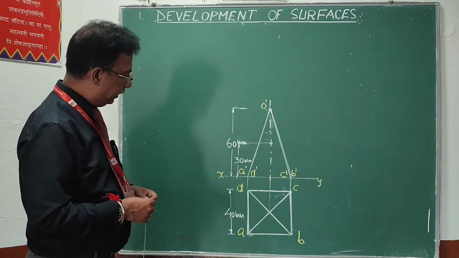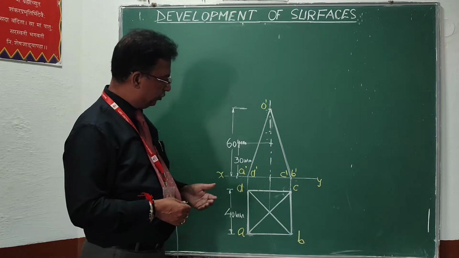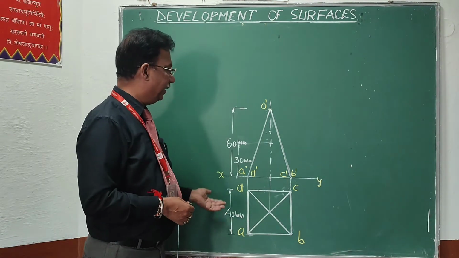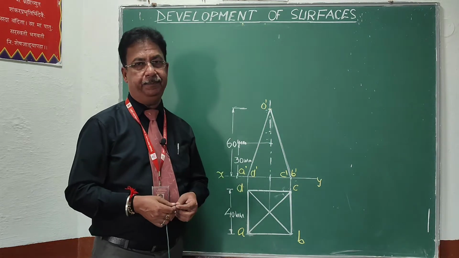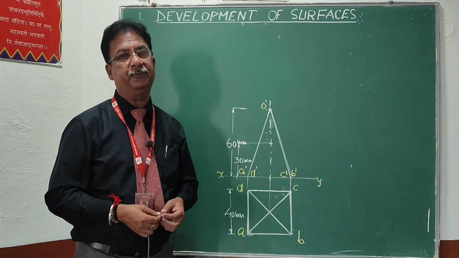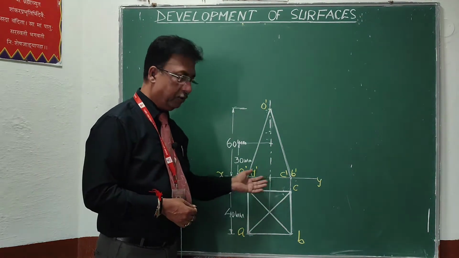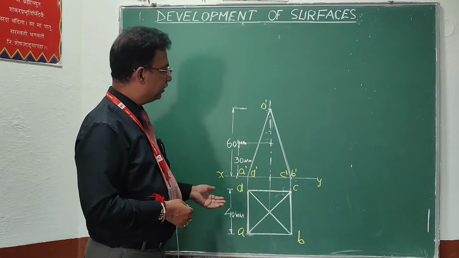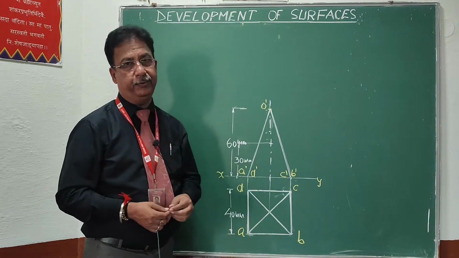This time I have taken a square pyramid. As you already see the arrangement, there will be a square pyramid of 40 mm base side and height 60 mm, resting on its base on the HP with two sides parallel to VP, or you can say two sides perpendicular to VP also. So initially what we have done, we have drawn the top view, that will be a square 40 mm side, and after that marking the axis I have drawn the front view.